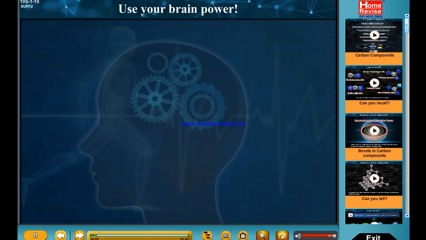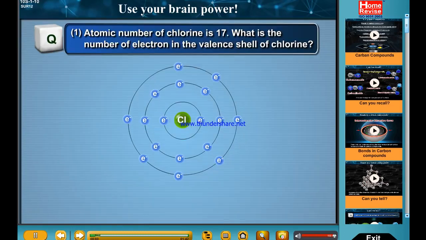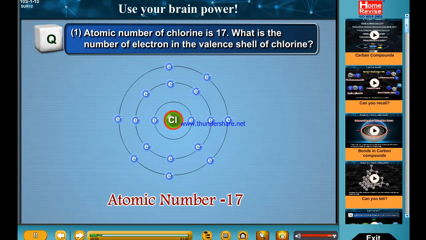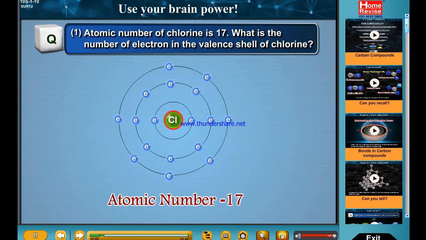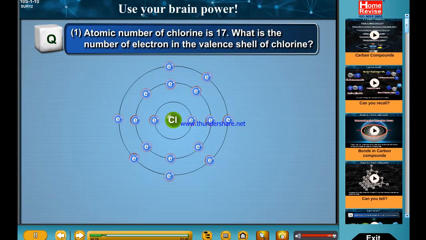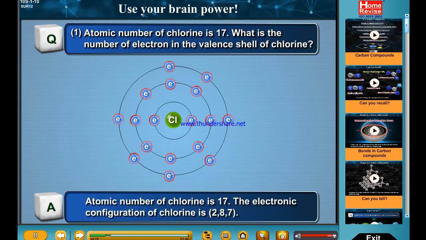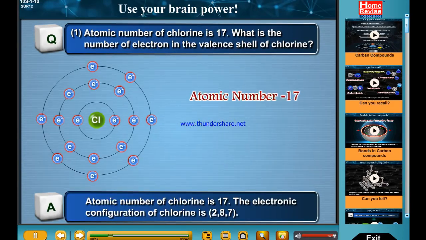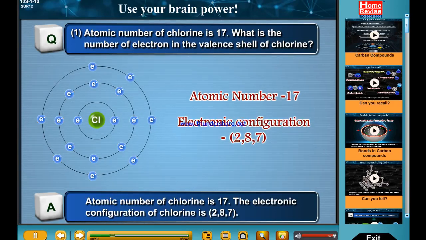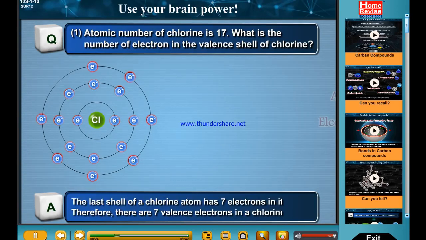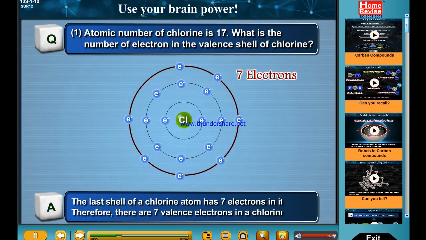Use your brain power. 1. Atomic number of chlorine is 17. What is the number of electrons in the valence shell of chlorine? Answer. Atomic number of chlorine is 17. The electronic configuration of chlorine is 2, 8, 7. The last shell of a chlorine atom has 7 electrons in it. Therefore, there are 7 valence electrons in a chlorine atom.